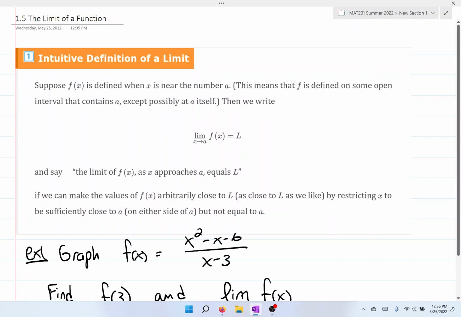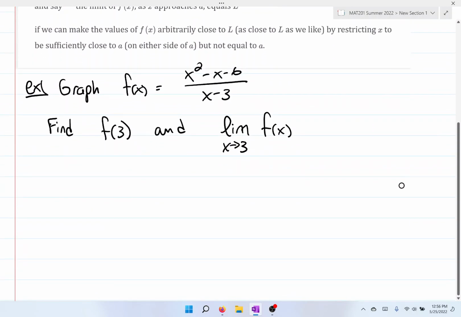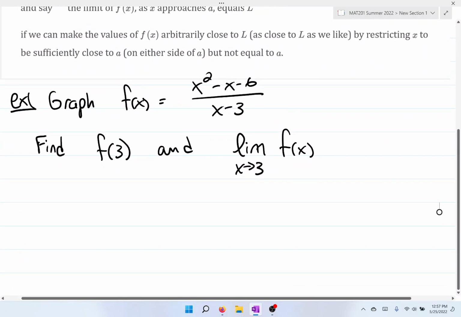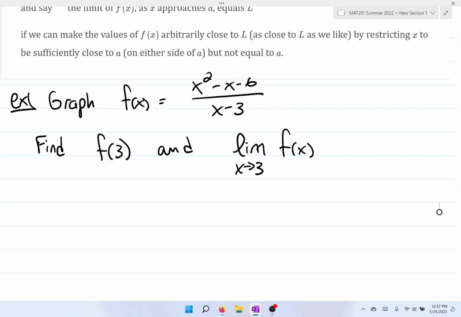So let me explain what I mean here. I think this is a really good example of demonstrating what limits do for us. I want us to graph f of x equals x squared minus x minus 6, all over x minus 3. And I'd like us to evaluate f of 3. Then I want us to explore what the limit as x approaches 3 of f of x means. So I went ahead and did this in Desmos.